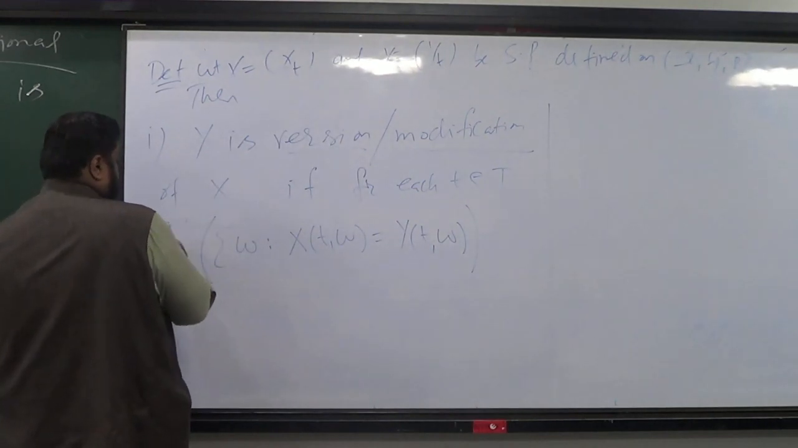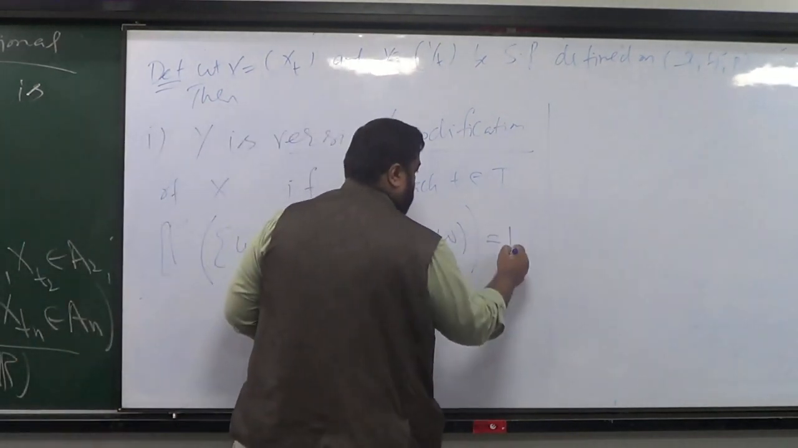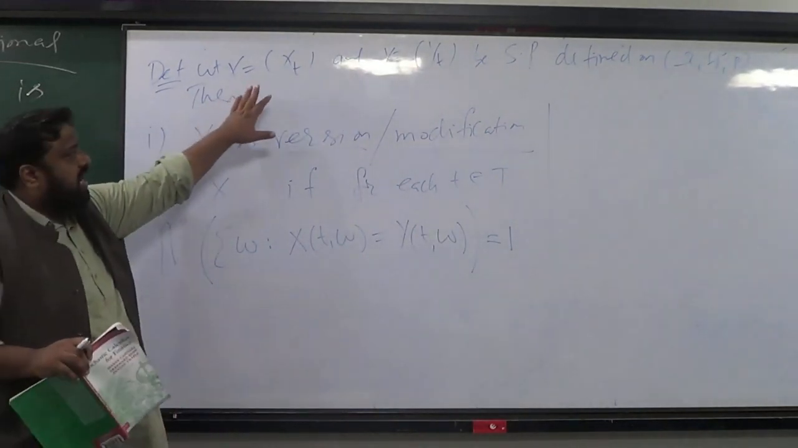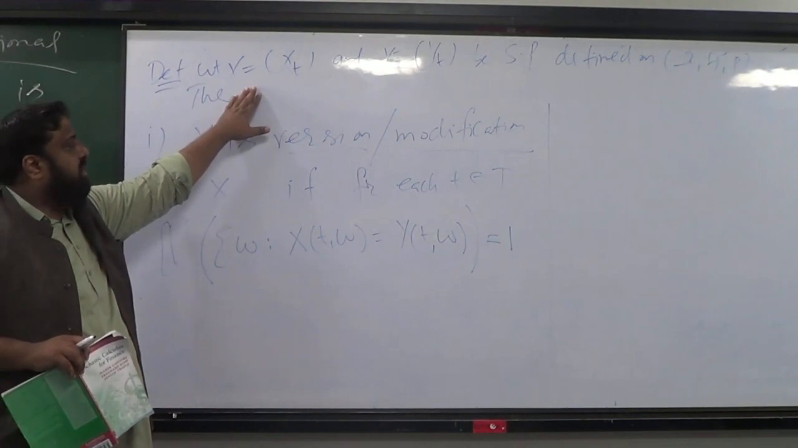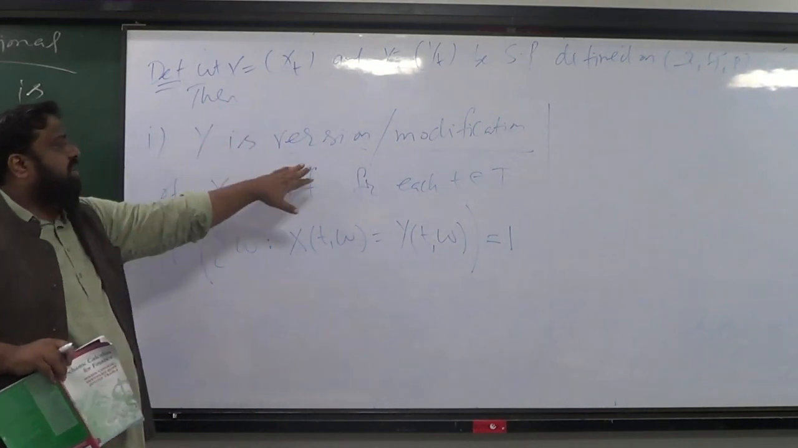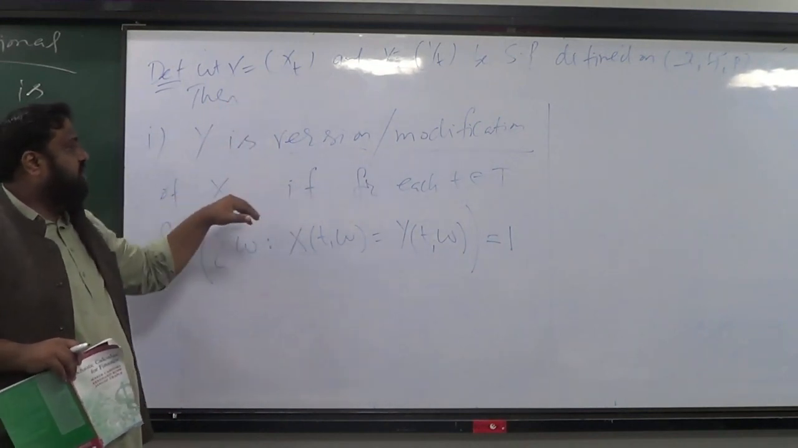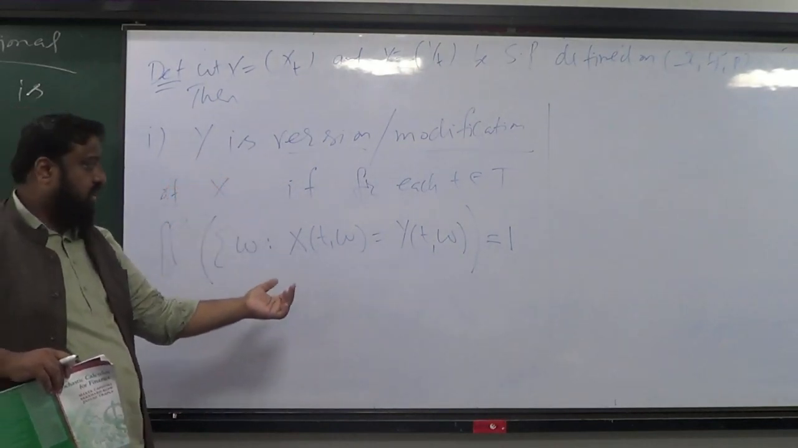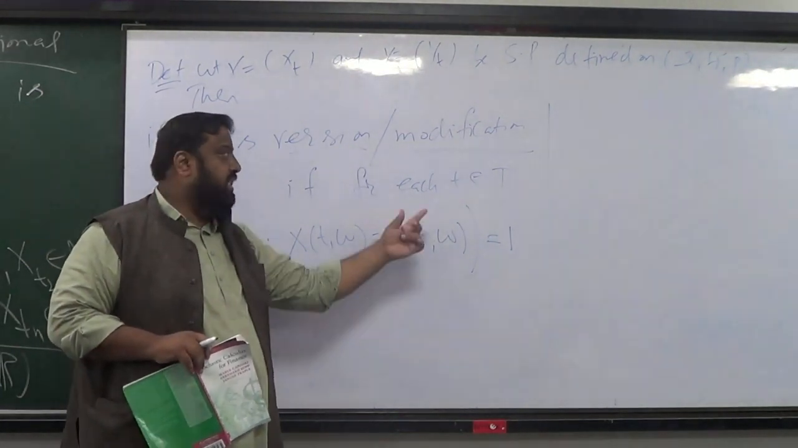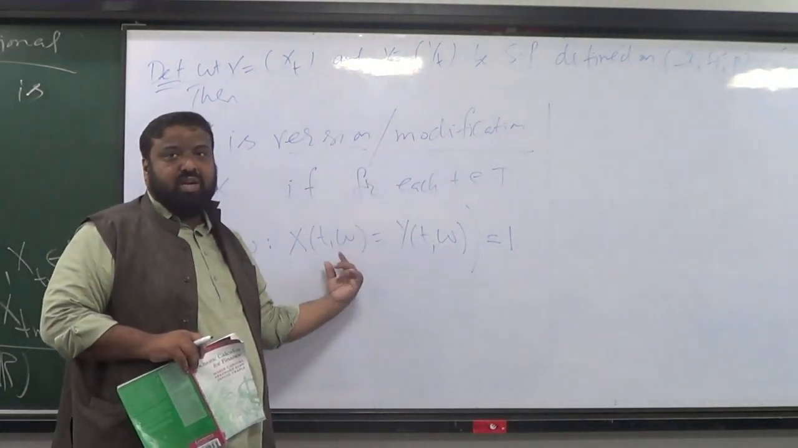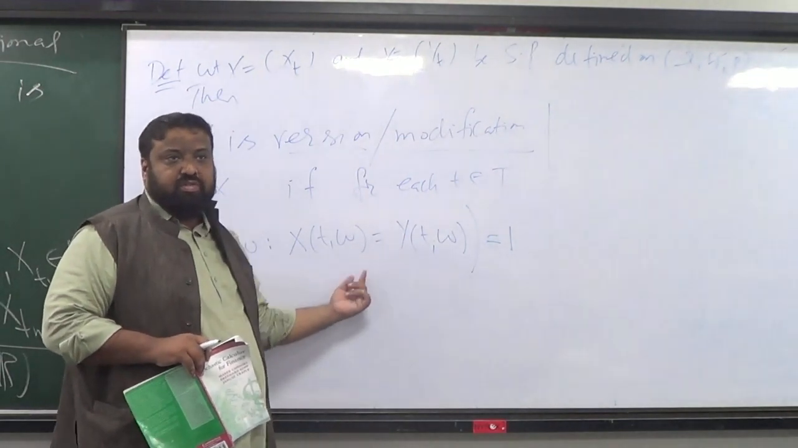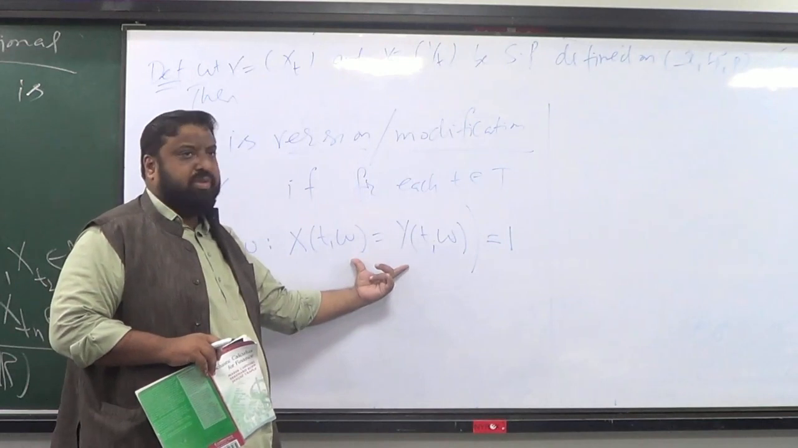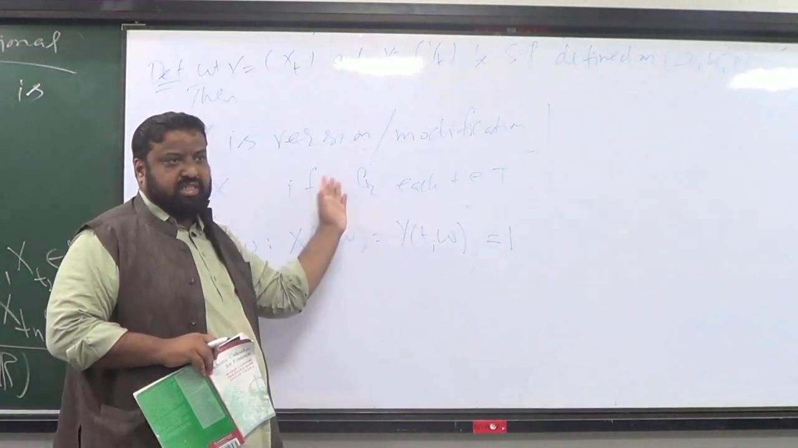This event has probability 1, because I have two processes defined on the same probability space. I'm going to say Y is a modification of X if for each t, X and Y agree almost surely. Here t is fixed while you are looking at the equality from the perspective of omega. So if this happens almost surely, you're going to say X and Y are a modification.